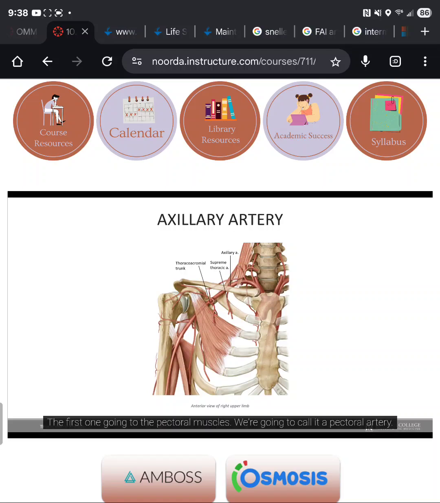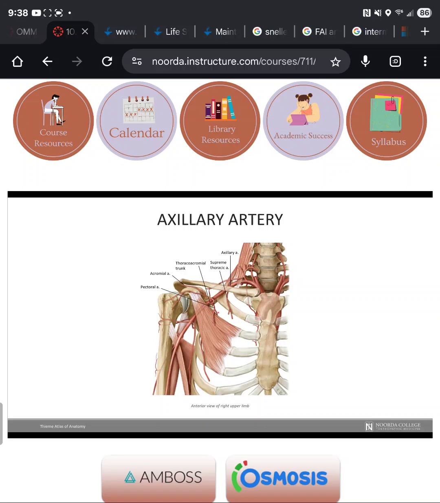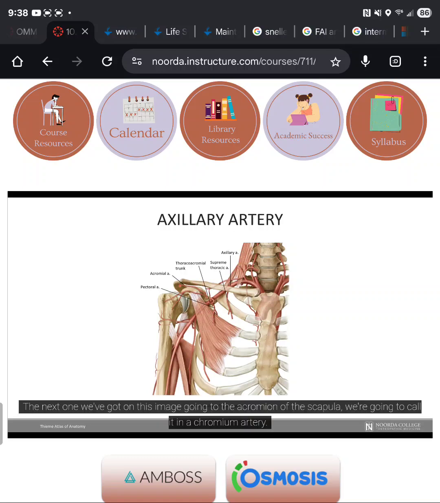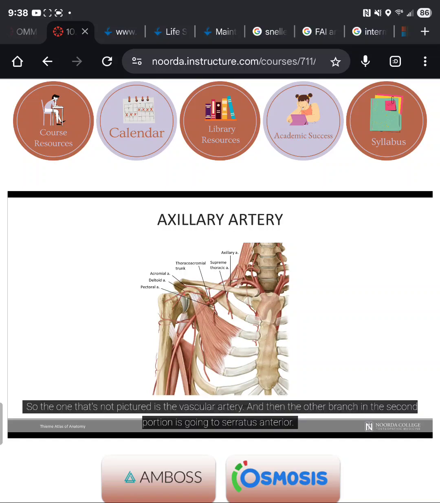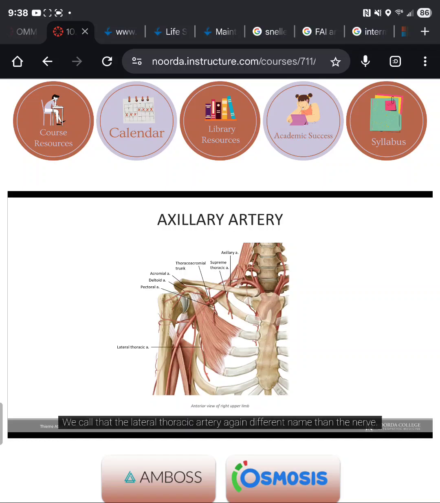The first one going to the pectoral muscle, we're going to call a pectoral artery. The next one on this image going to the acromion of the scapula, we're going to call an acromial artery. And this other branch is the deltoid artery right there. The one that's not pictured is the clavicular artery. The other branch in the second portion is going to serratus anterior. We call that the lateral thoracic artery. Again, a different name than the nerve. The nerve is the long thoracic nerve; the artery is the lateral thoracic artery.